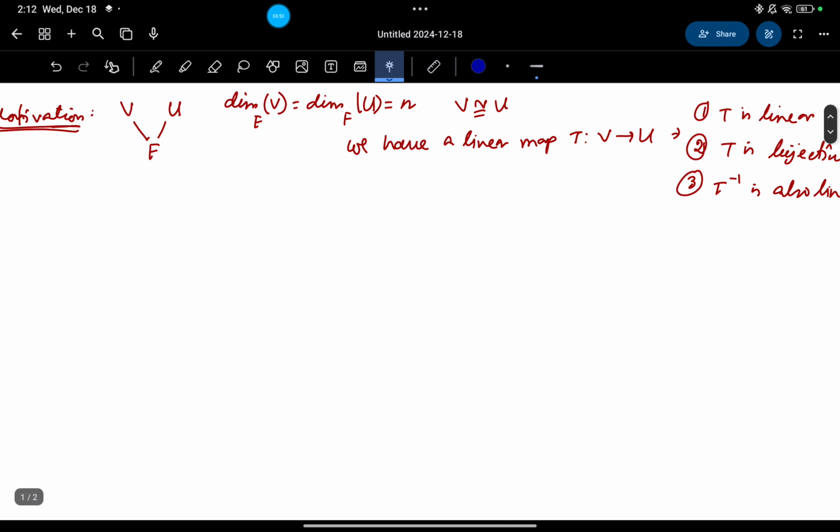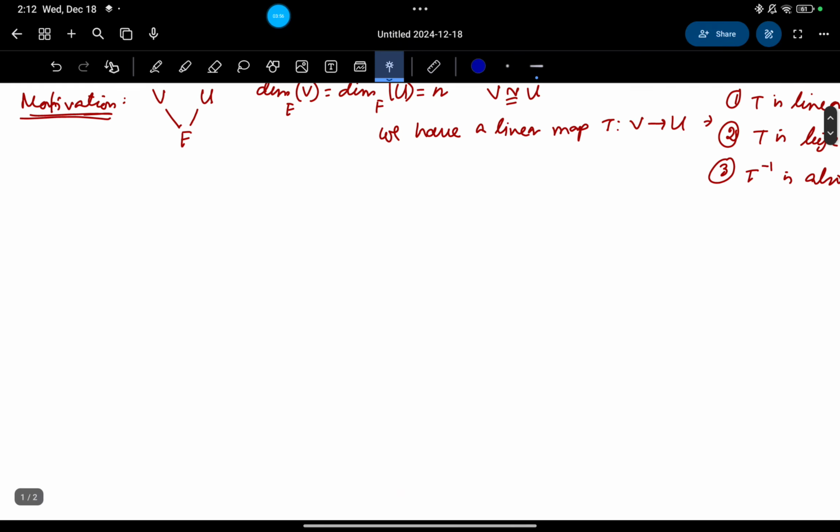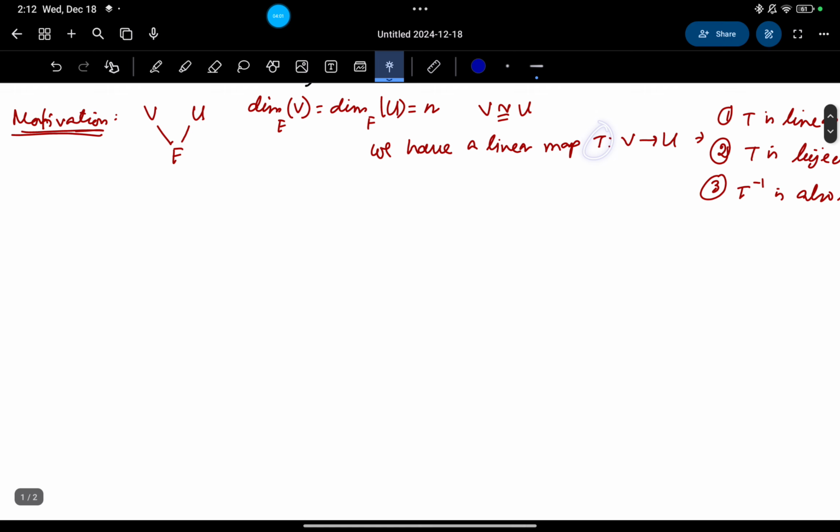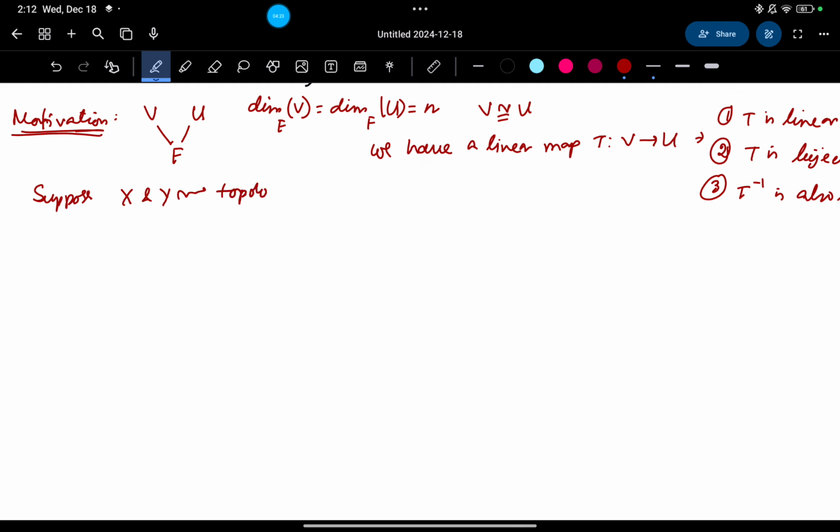So in the case of vector spaces, we can transfer elements from one vector space to another vector space via these linear maps. But in the case of topological spaces, we have the same notion via continuous maps. So just the same thing will happen here. Suppose X and Y are two topological spaces.